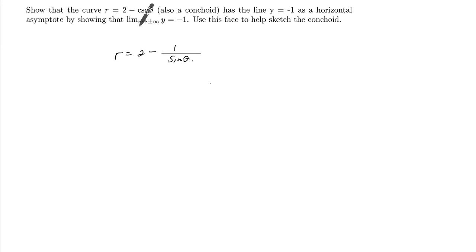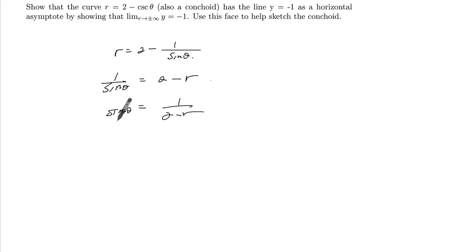Okay, so we have to show that as r approaches plus or minus infinity, y is equal to -1. So let's do this. Let's bring this to the side and r to the other side. So you get 1 over sine of theta is equal to 2 minus r. Then you get sine of theta is equal to 1 over 2 minus r. Okay, and I can multiply both sides by r.